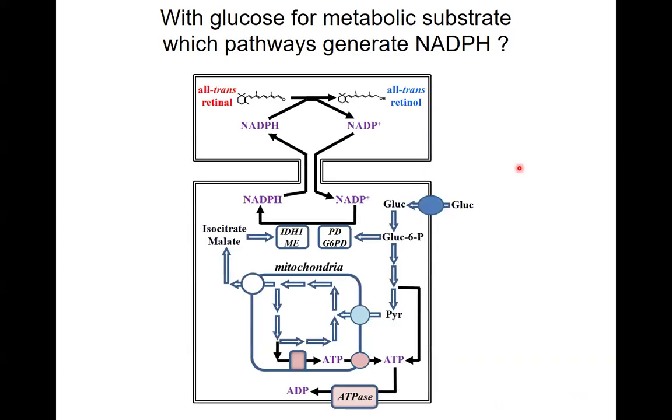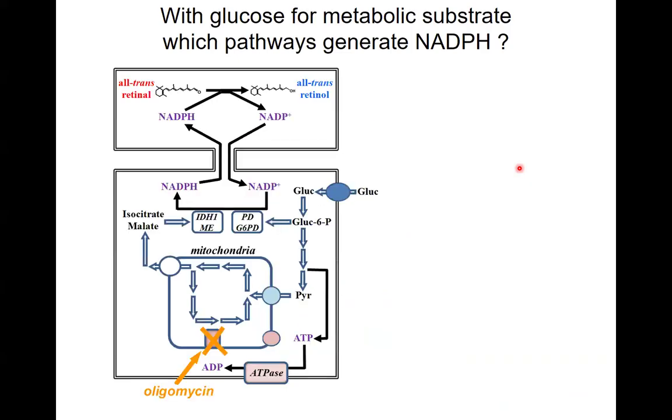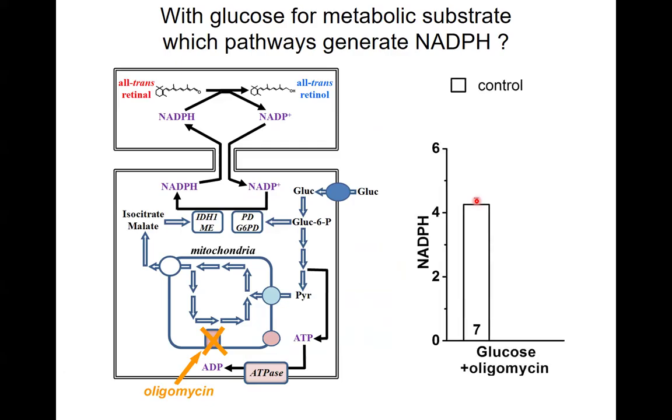The other thing is, with glucose as metabolic substrate, which pathways generate NADPH? In this case, we are working with 5 millimolar glucose, and we take out ATP synthase, so all ATP is going to be made by glycolysis. This is in the presence of oligomycin. This is what we get. Glycolysis can keep its own, actually. Under these conditions, we have pretty high ratios.